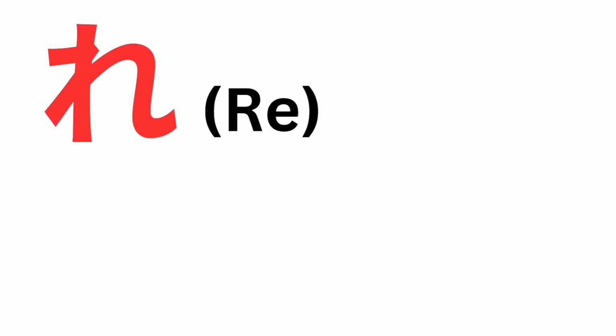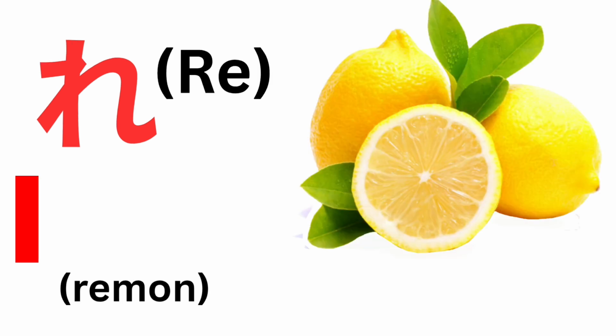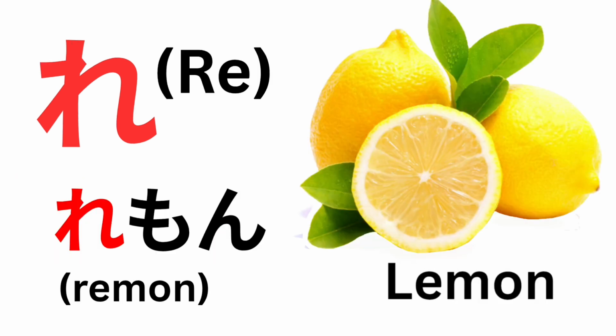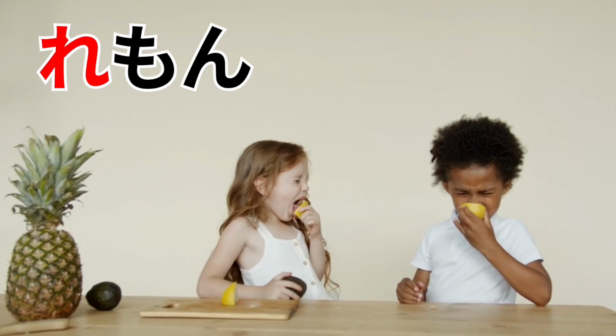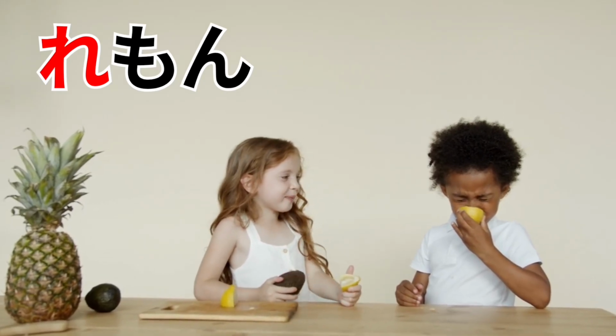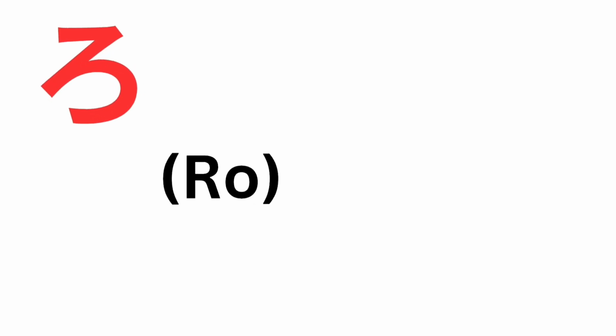Next one, re. Re. Example word: remon. Remon means lemon. Lemon. Example sentence: Remon wa suppai desu. Lemon is sour.